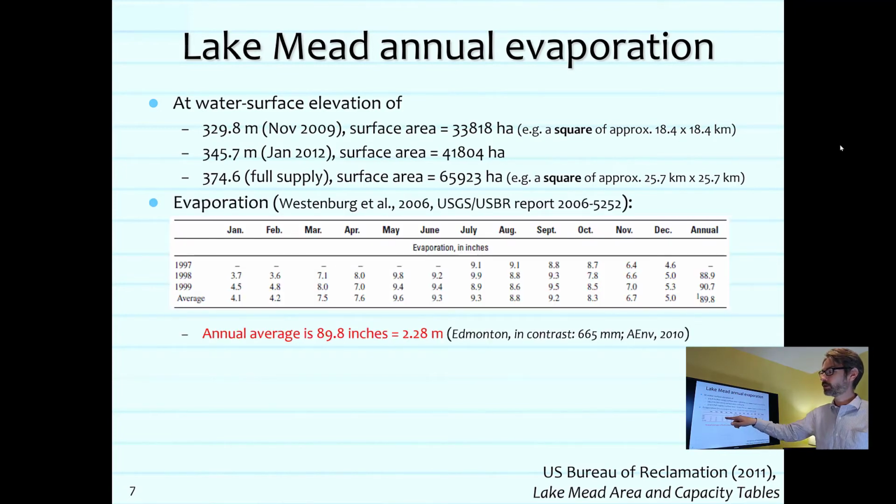Here are typical evaporation rates for the area. So you can see it varies over the course of the year. We'll talk more about this during the evaporation topic. And its average is about almost 90 inches per year of evaporation, or 2.28 meters of evaporation off the surface, which is about the height of the room I'm in right now.